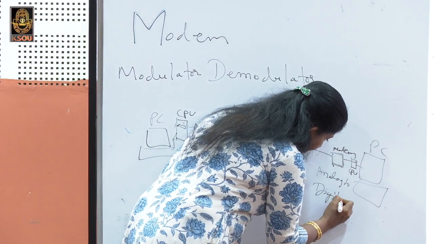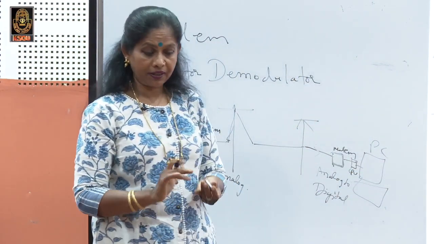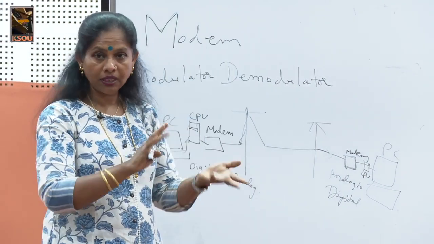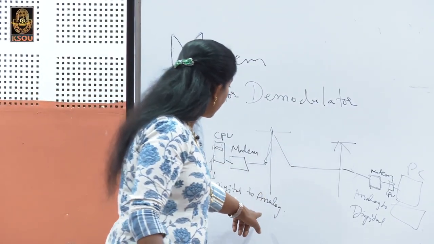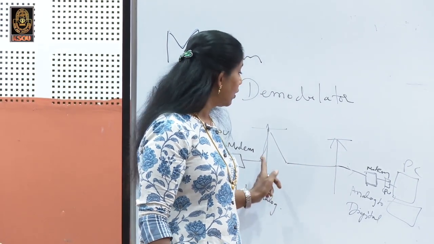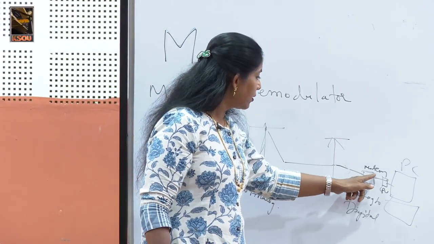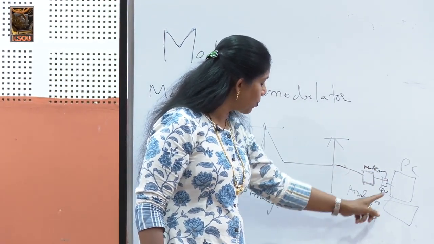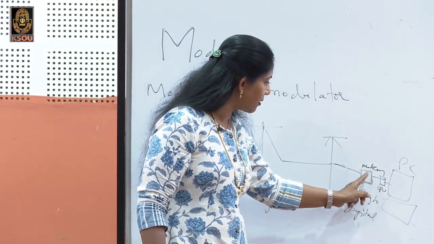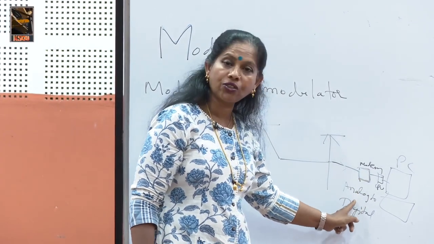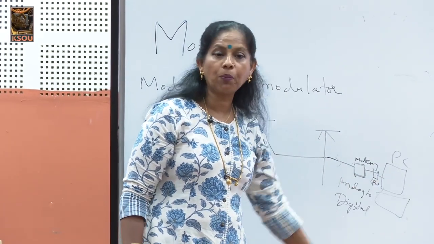digital. Vice versa. So now your data is in the form of analog. Now it is going. Your friend is in America, she is opening your mail. Now these analog signals, this modem converts analog to digital, and only then can you open it.